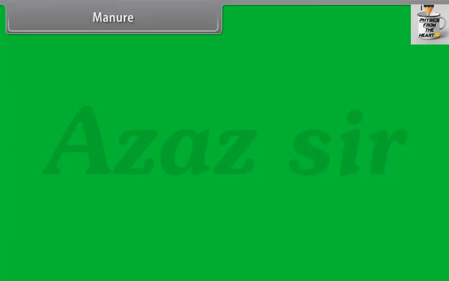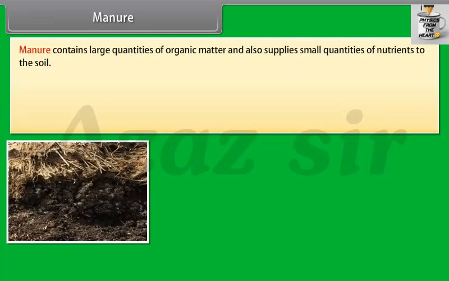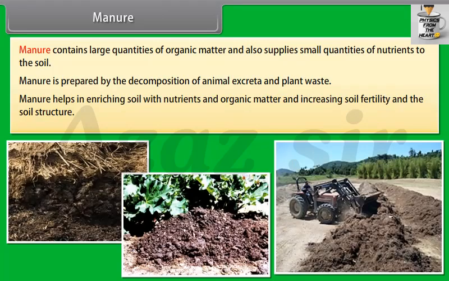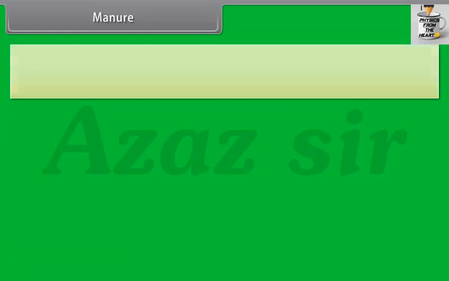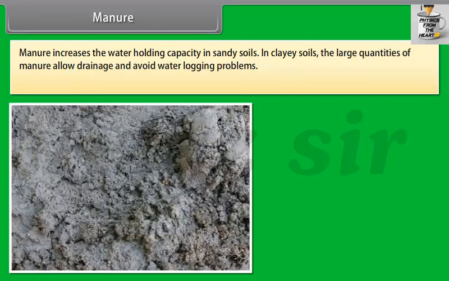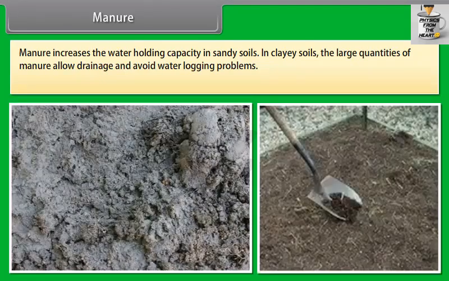Manure. Manure contains large quantities of organic matter and also supplies small quantities of nutrients to the soil. Manure is prepared by the decomposition of animal excreta and plant waste. Manure helps in enriching soil with nutrients and organic matter and increasing soil fertility and the soil structure. Manure increases the water-holding capacity in sandy soils. In clay soils, the large quantities of manure allow drainage and avoid waterlogging problems.